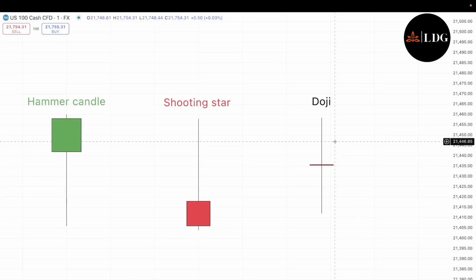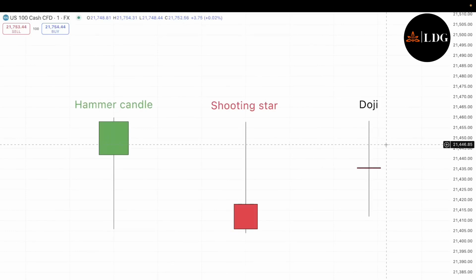So understanding candlesticks helps you understand and read the market sentiment, spot reversals, and make better trading decisions overall. So I hope that's helped you understand candlesticks and some candlestick patterns.